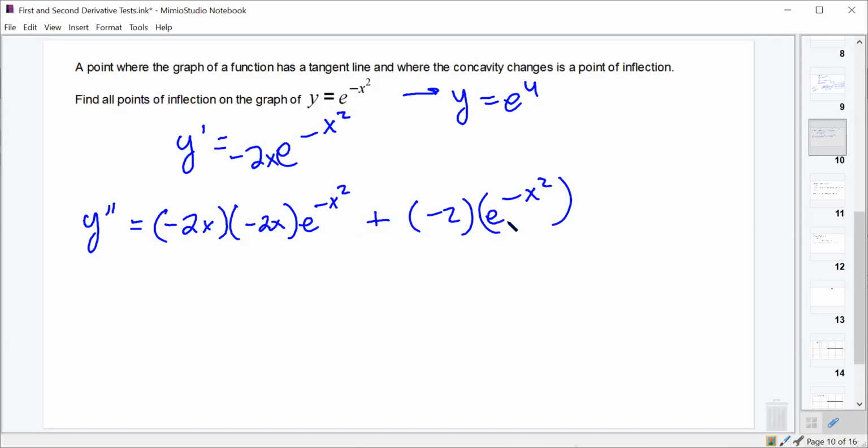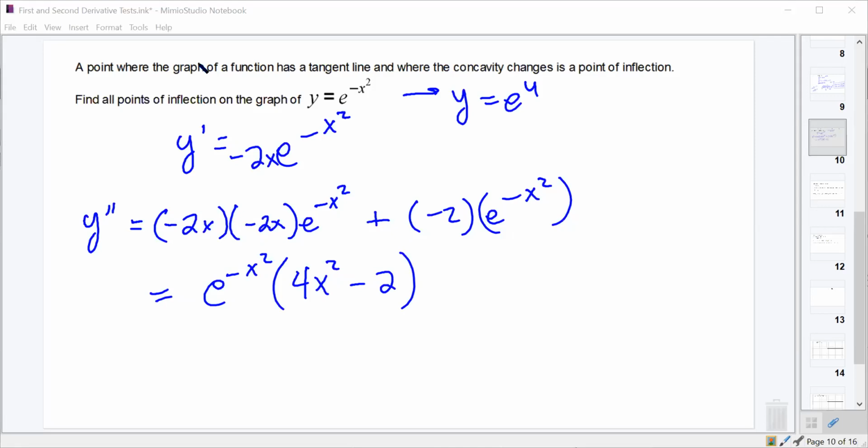All right, and what can we factor out of both of those? E to the negative x squared. And what's left here? 4x squared minus 2. Everybody good with that?